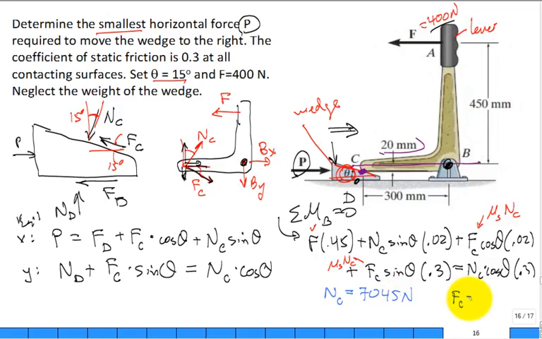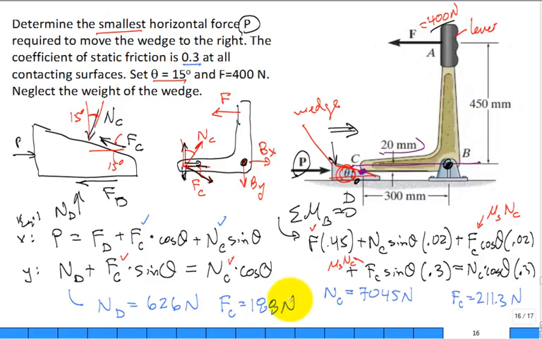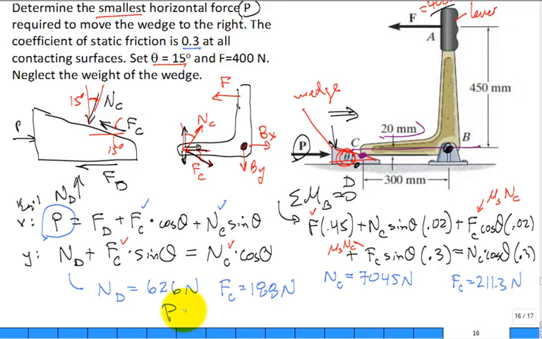Then you can solve for F of C, which is just mu sub S, 0.3, times that N sub C, comes in at 211.3 newtons. Then we can come back and solve, like, here's our N sub C, our F of C. You can do it also with this equation, N sub C, F of C. You can get the normal force at the bottom contact surface, 626 newtons, as well as the friction force at that bottom, 188 newtons. And then you can solve for P, this last equation. P comes in at 574 newtons.